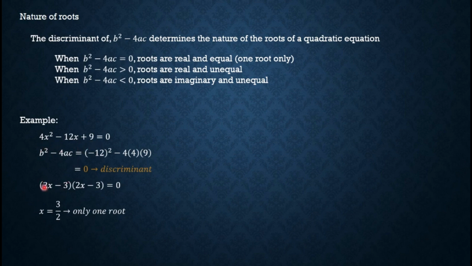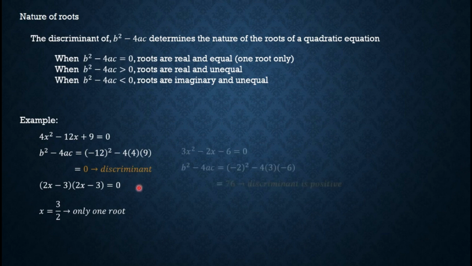The completed square for this equation is 2x minus 3 times the quantity 2x minus 3 is equal to 0. Therefore, the one root here is equal to 3 over 2. This is the only one root. So this equation has real and equal roots, but one root only.